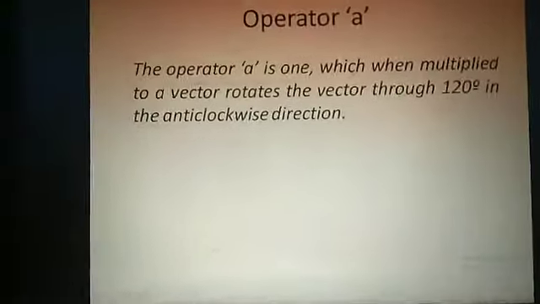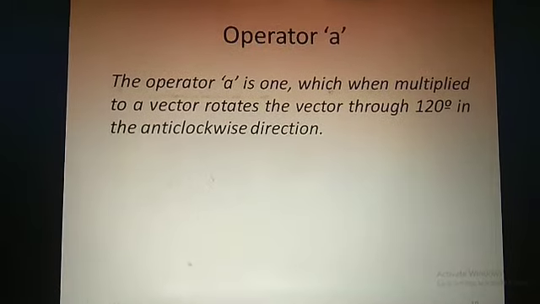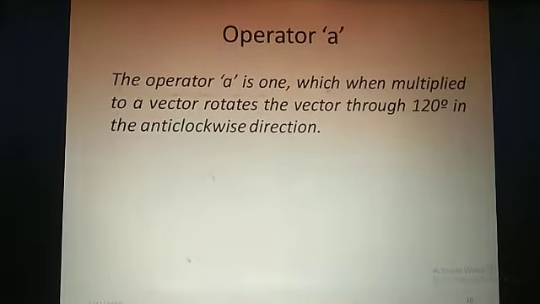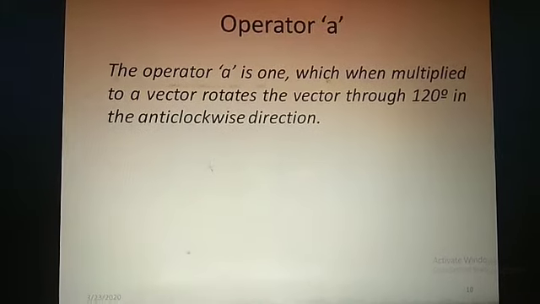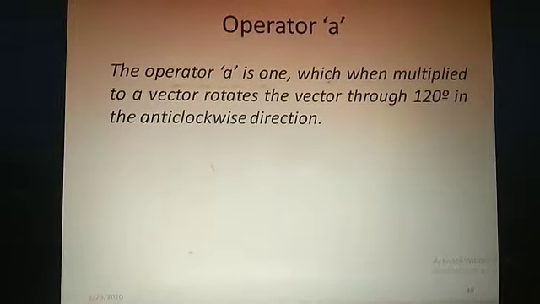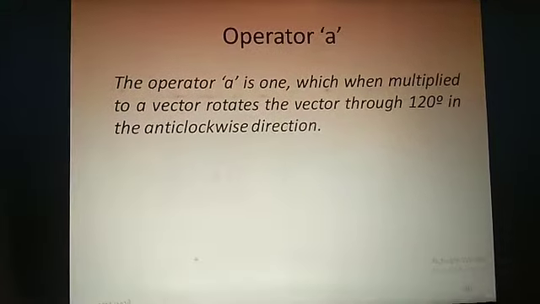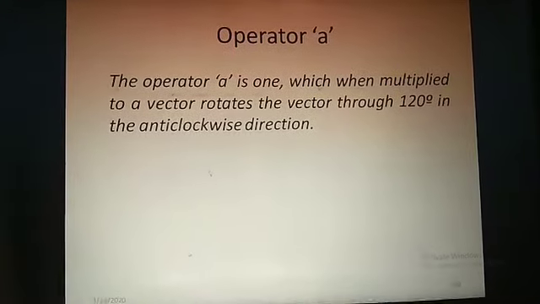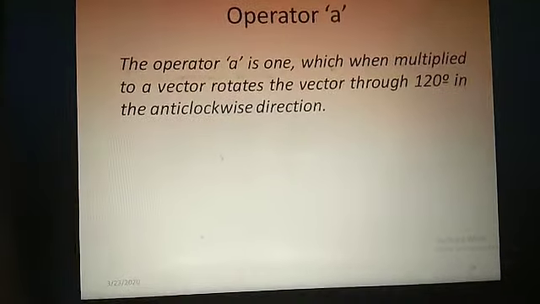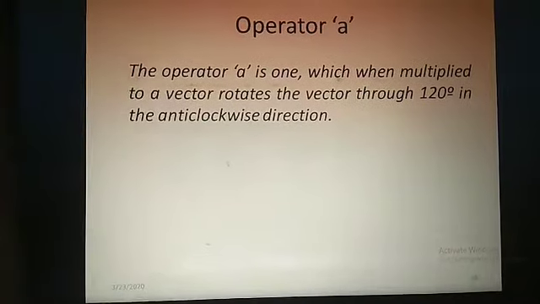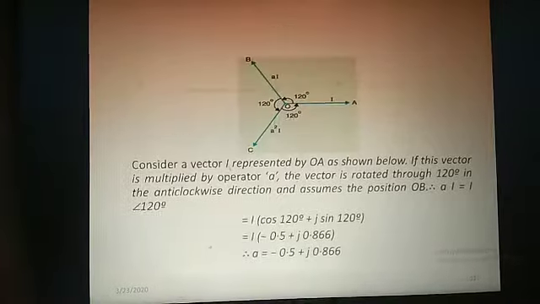The next topic is operator A. So what is operator A? It's a very simple and easy concept we use to calculate unsymmetrical fault calculations. So the operator A has a vital role. The operator A is a quantity which, when multiplied to a vector, rotates the vector through 120 degrees in the anticlockwise direction. That means if we multiply operator A with any vector, that vector will rotate anticlockwise by 120 degrees. Now let's discuss it.